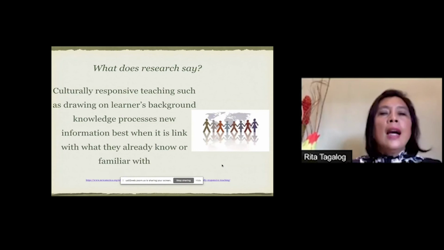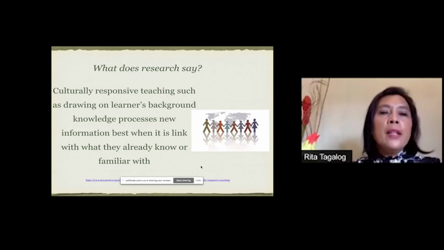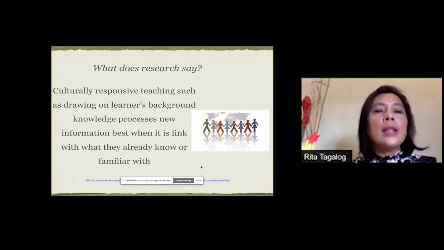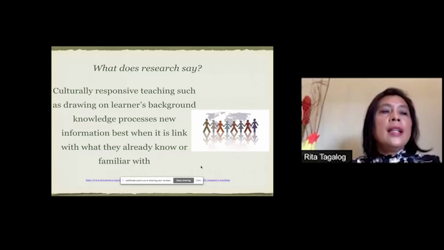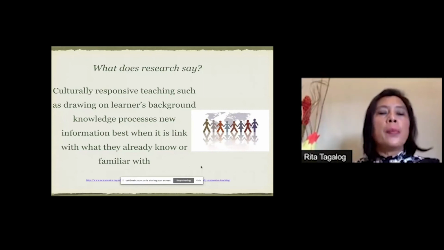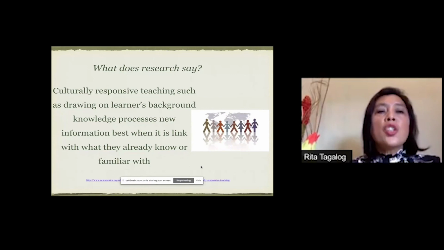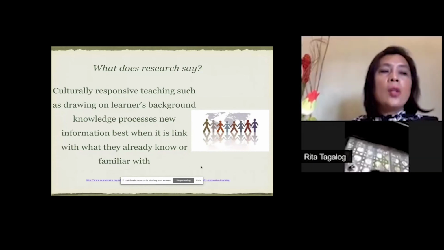Okay. Another study talks about culturally responsive teaching somewhere in North America. This study highlighted the benefits of utilizing culturally responsive teaching. This emphasizes, for example, in the study of brain science and education, that drawing on learners' background knowledge shapes comprehension. Background knowledge means the language, the culture, the practices, the family composition, religious affiliation, and so on. This shapes comprehension, and all learners process new information best when it is linked with what they already know.